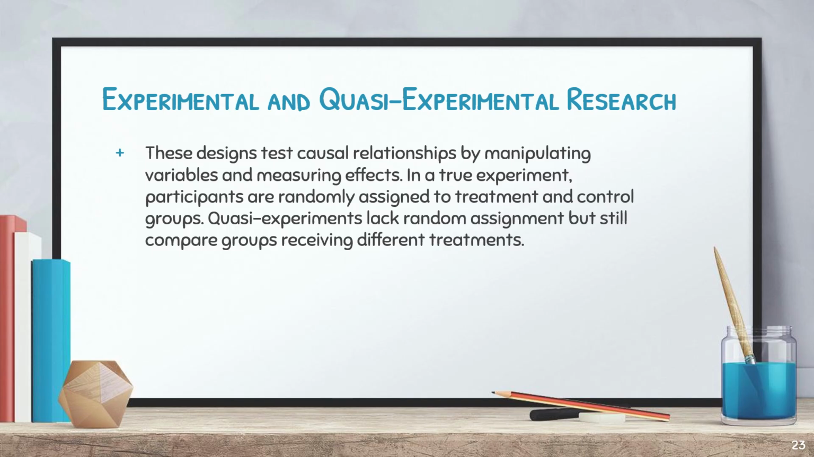For example, you might randomly assign classrooms to use either a new math curriculum or a traditional one, then compare student achievement gains in each. So when you look at that definition, treatment and control group. The treatment group is the group who receives the experimental curriculum in my example.